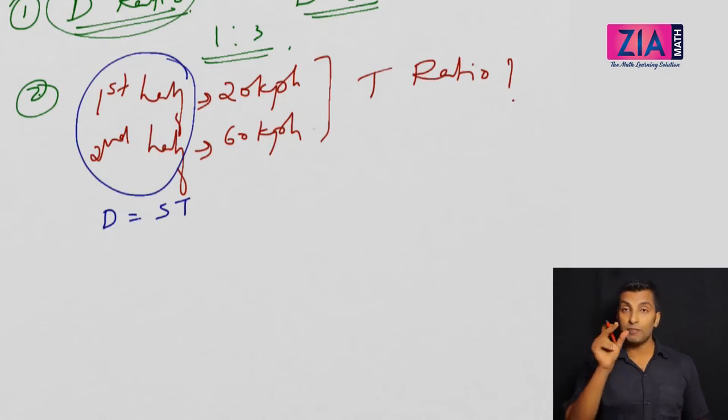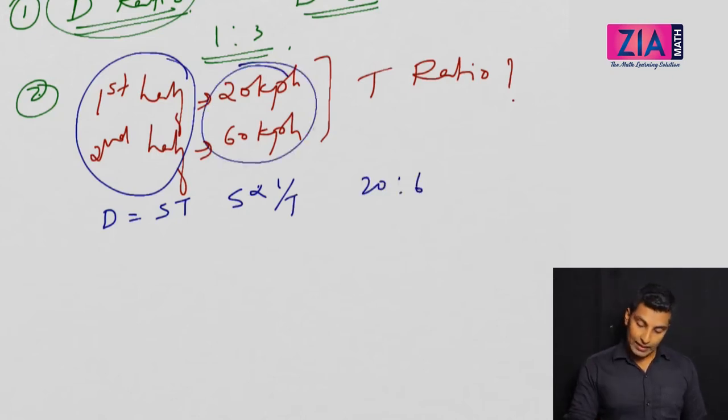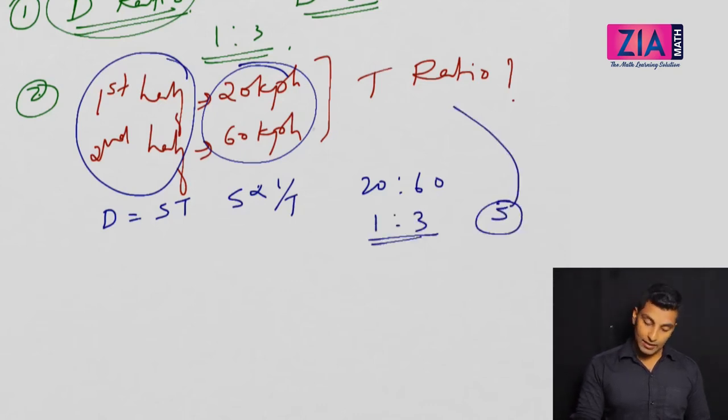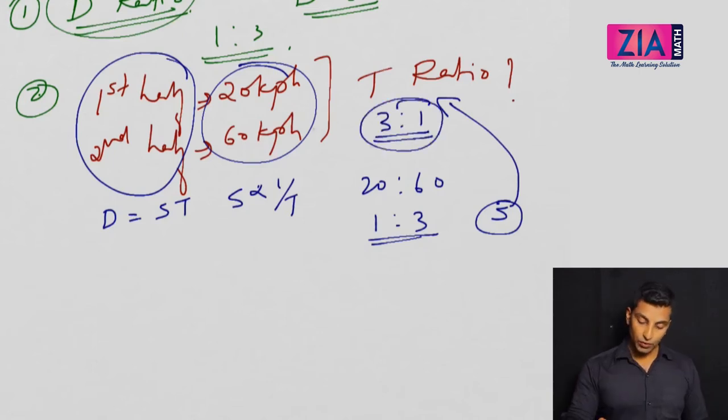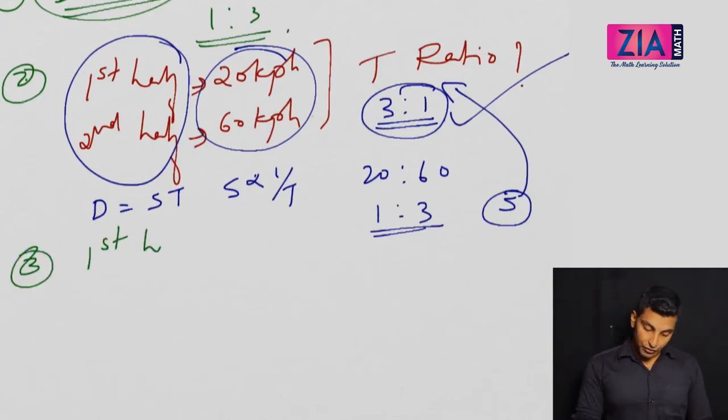So time and speed are inversely proportional, right? And the speed ratio we know, 20 and 60, that means 1:3. What is asked? Time ratio, that will be 3:1. I hope this point is clear for you. Now let's look at a third scenario. First half 3 hours, second half 1 hour.